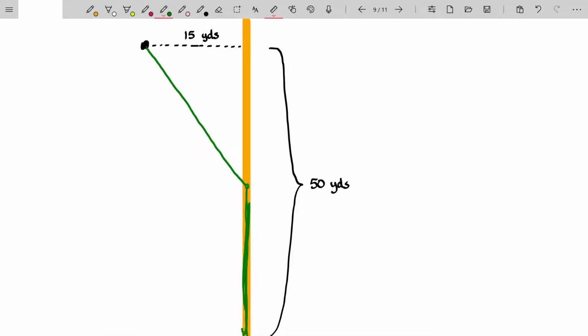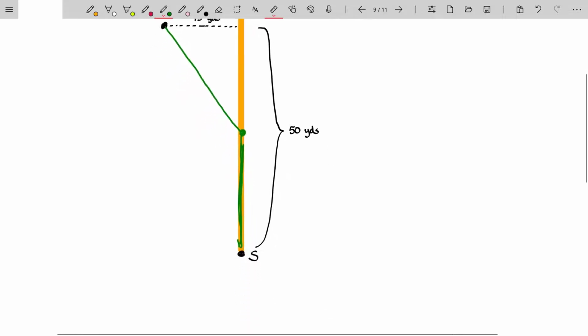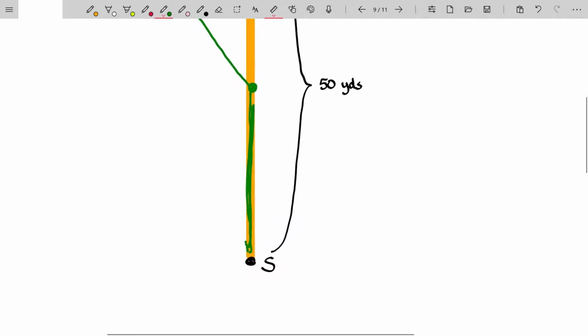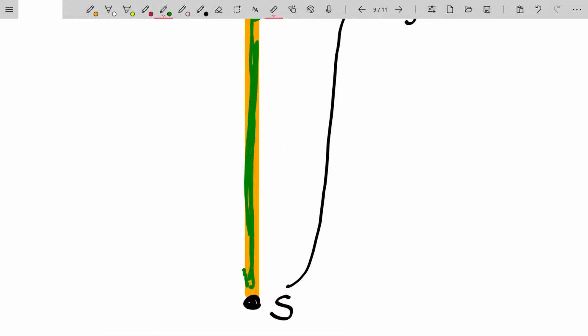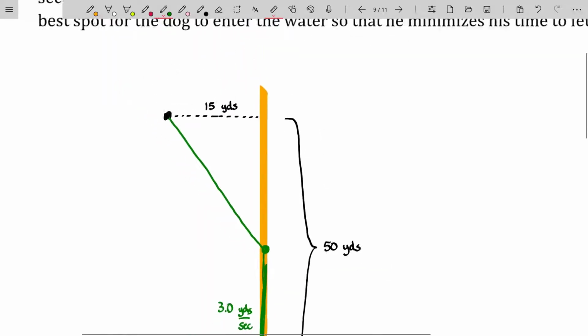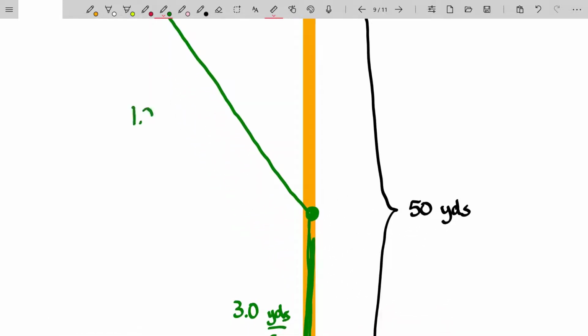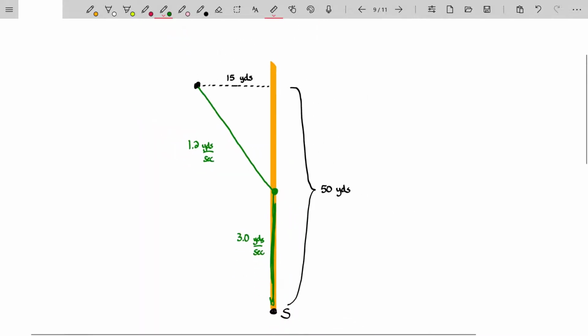So we want to find what is the optimal place for a dog to jump into the water so that they can get to that ball as quickly as possible. They want to minimize their time getting to that ball. Remember, they are pretty decently fast along the shoreline. They move along the shoreline or this sandy beach at 3.0 yards per second. They swim at 1.2 yards per second. That's their rate of movement in the water.